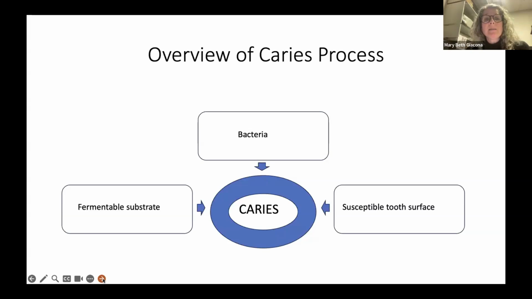And when it comes to a fermentable substrate, we're not just talking candy, really any carbohydrate. A lot of parents don't realize, first of all, how much sugar is in juice. They think juice, they think fruits, they think vegetables, they think it's healthy. Juice is one of the biggest culprits when it comes to cavities, especially in very young kids who are constantly sipping on a sippy cup or even a bottle with juice in it.